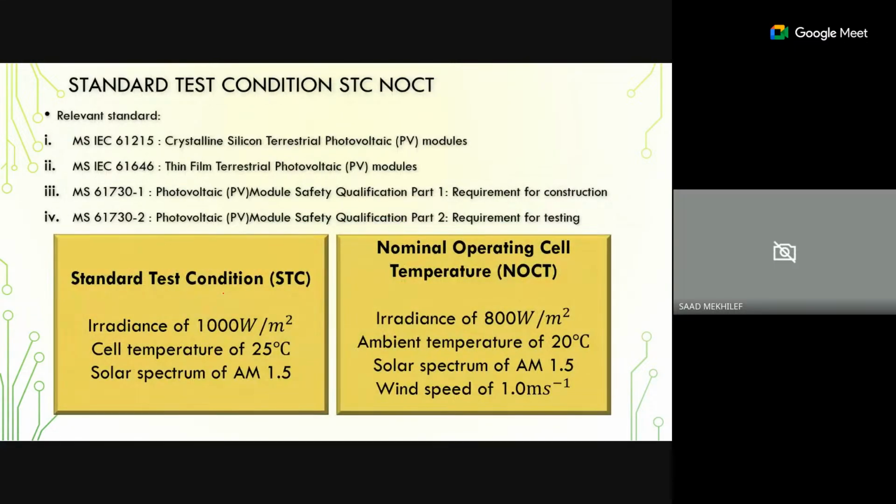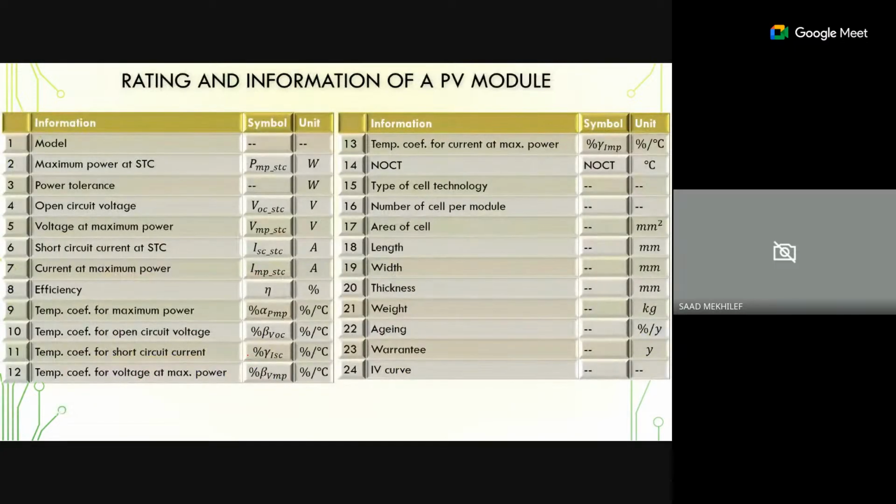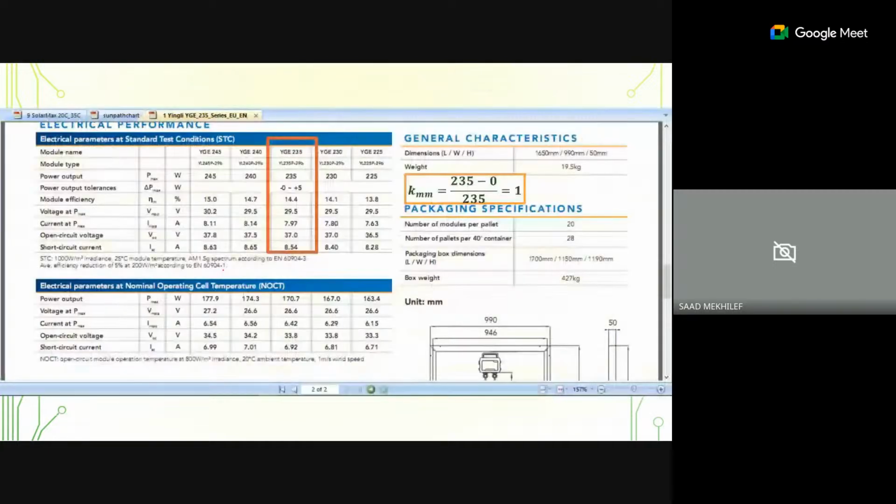All right. I think I mentioned the STC. I think I've explained this, but these are the standards. When we see all this data that we receive, it always follows the standard, the STC, which is 1,000 watt per meter square, 25 degrees, and AM, the air mass, which is 1.5.